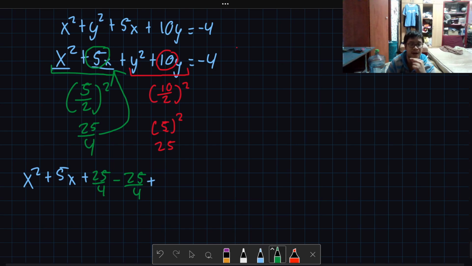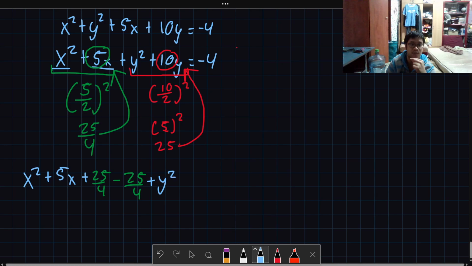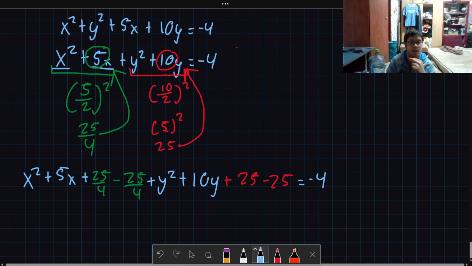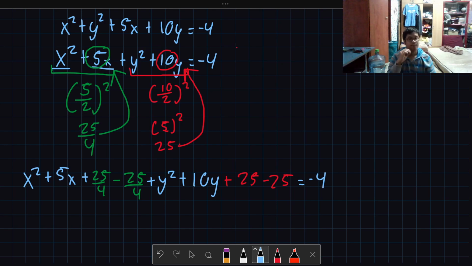We have 25, so we will put plus 25 minus 25 beside 10y. So we will have plus y squared plus 10y plus 25 minus 25. Then it is equal to negative 4. Okay, that's it.